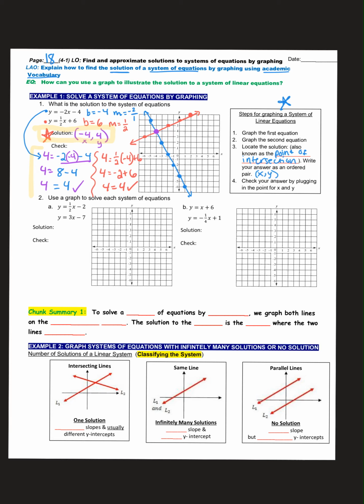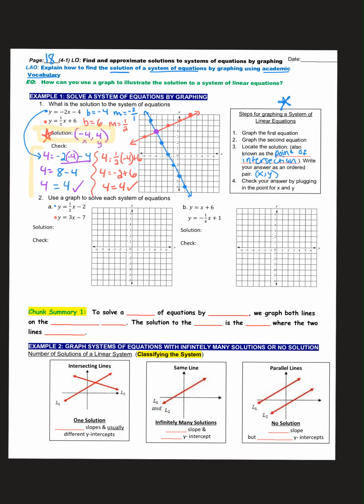All right, number 2. Use the graph to solve each system of equations. So let's do number 2A. We're going to start with a blue equation and a red equation. First one will be blue, second one will be red.